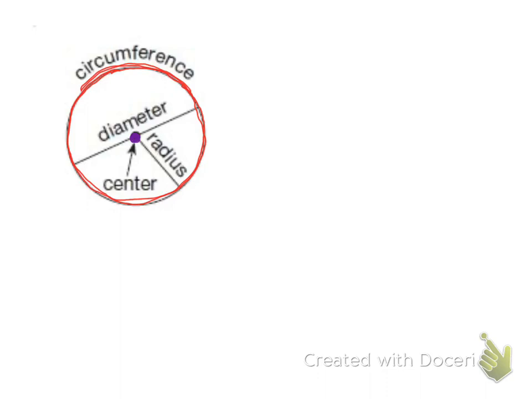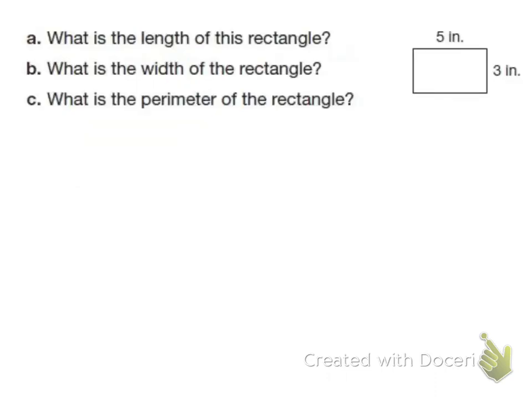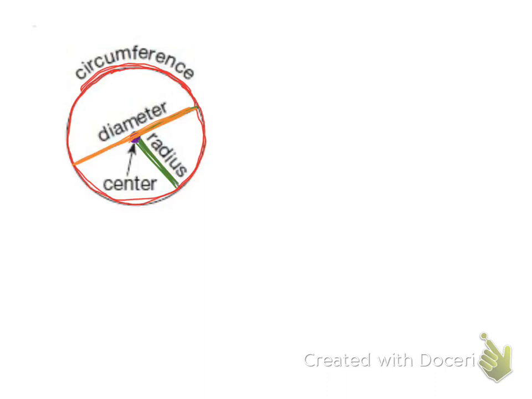The radius is the distance from the center to the side of the circle. The diameter is the distance all the way across the circle. The diameter goes all the way across, and the radius is half of the diameter, because the radius is just from the center out. So if I do the radius times 2, I get the diameter.